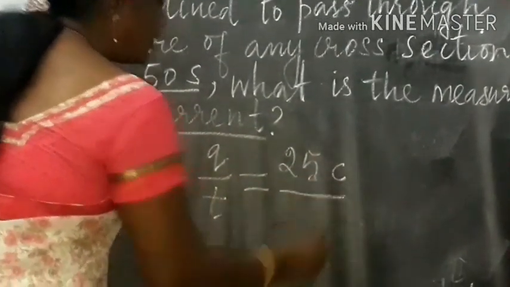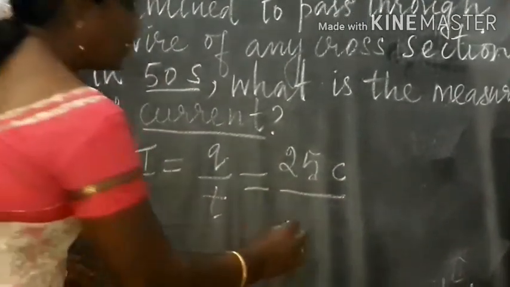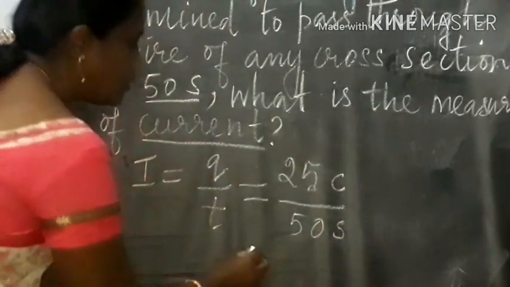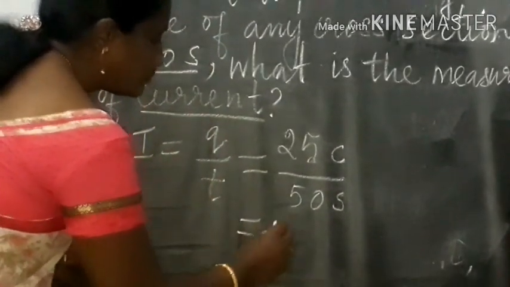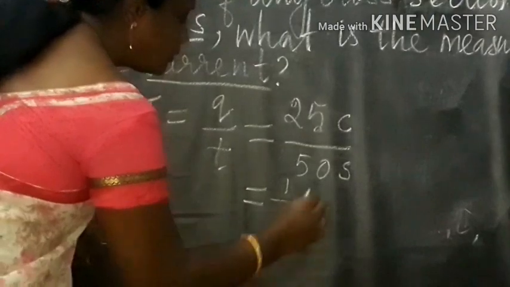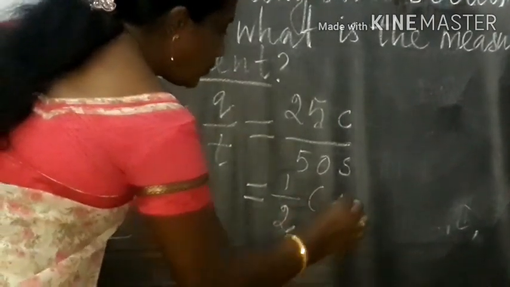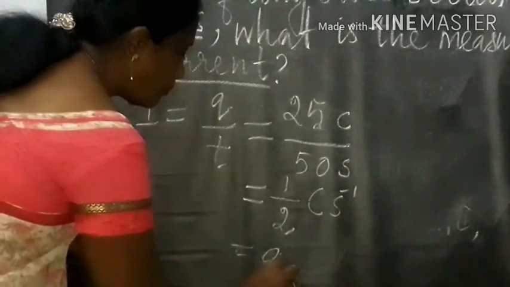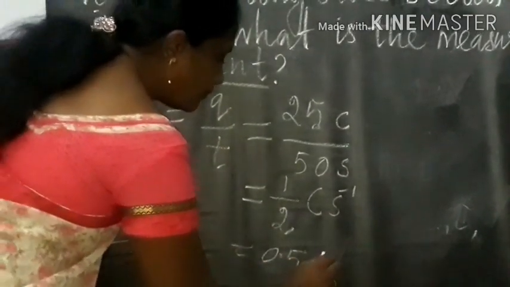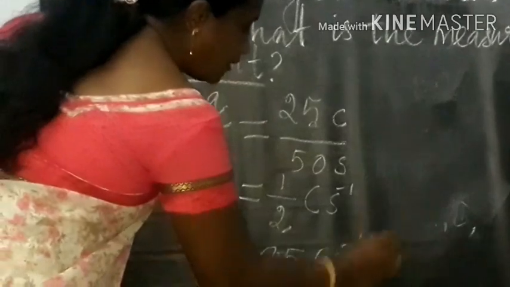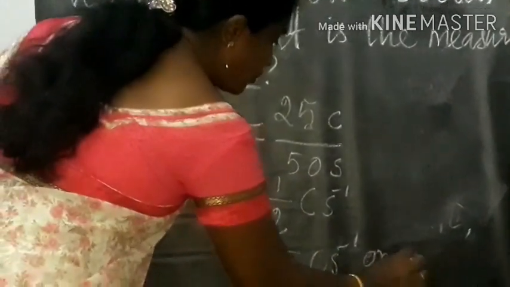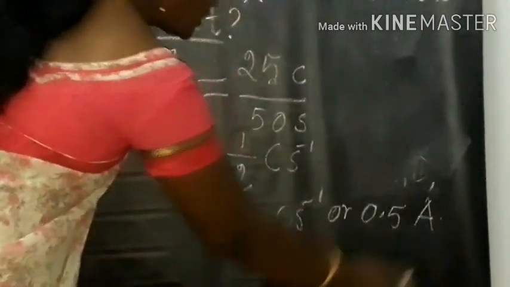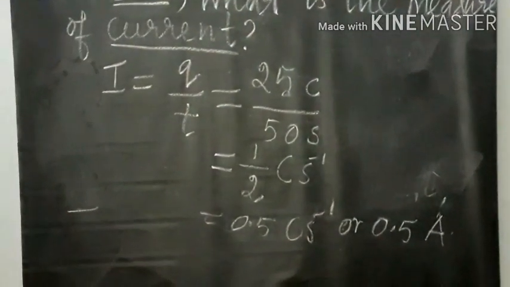25 coulomb divided by the time taken, 50 seconds. So that is equal to 1 by 2 coulomb per second, or 0.5 coulomb per second, or 0.5 ampere, because ampere is the unit of current.